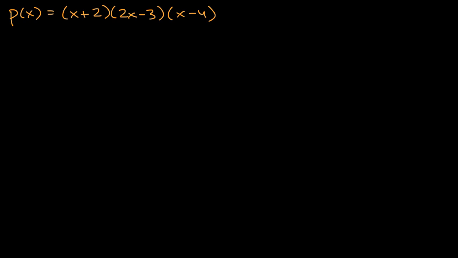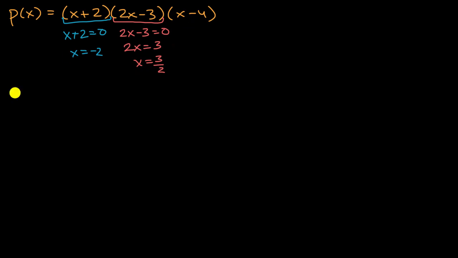So first, we can think about, well, what x values would make x plus 2 equal to 0? Well, that, of course, would be x equals negative 2. What x values would make 2x minus 3 equal 0? Add 3 to both sides, you get 2x equals 3. Divide both sides by 2, you get x equals 3 halves. And then last but not least, what x values would make x minus 4 equal to 0? Add 4 to both sides, you get x is equal to 4.